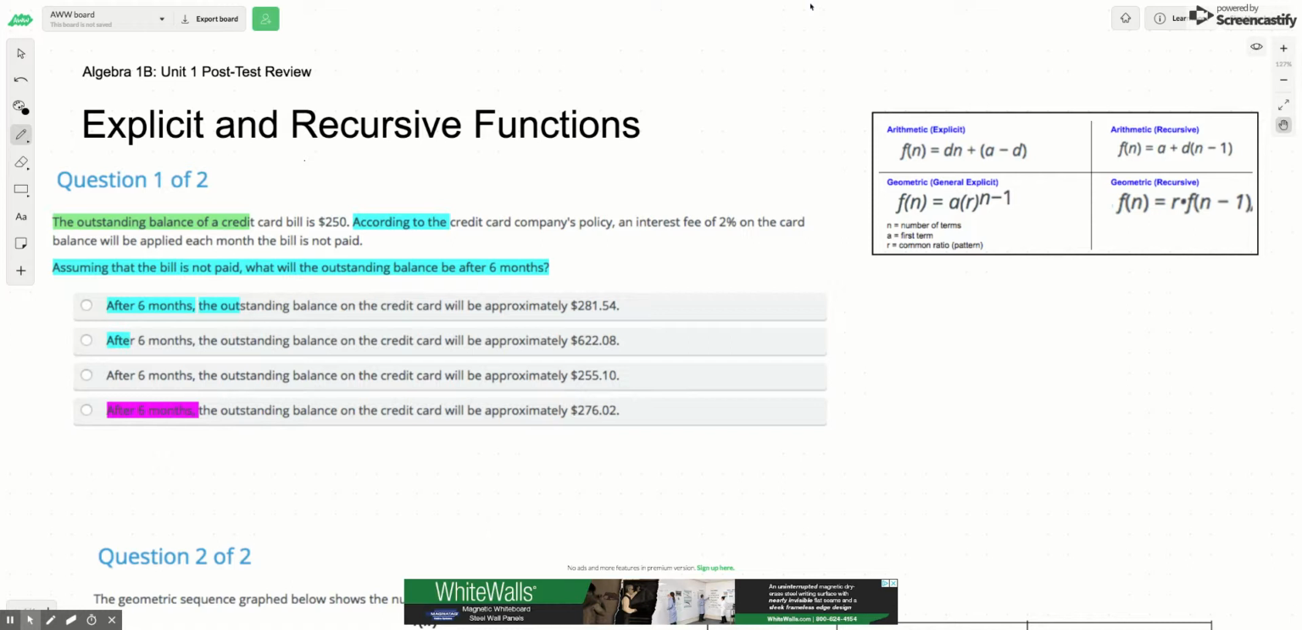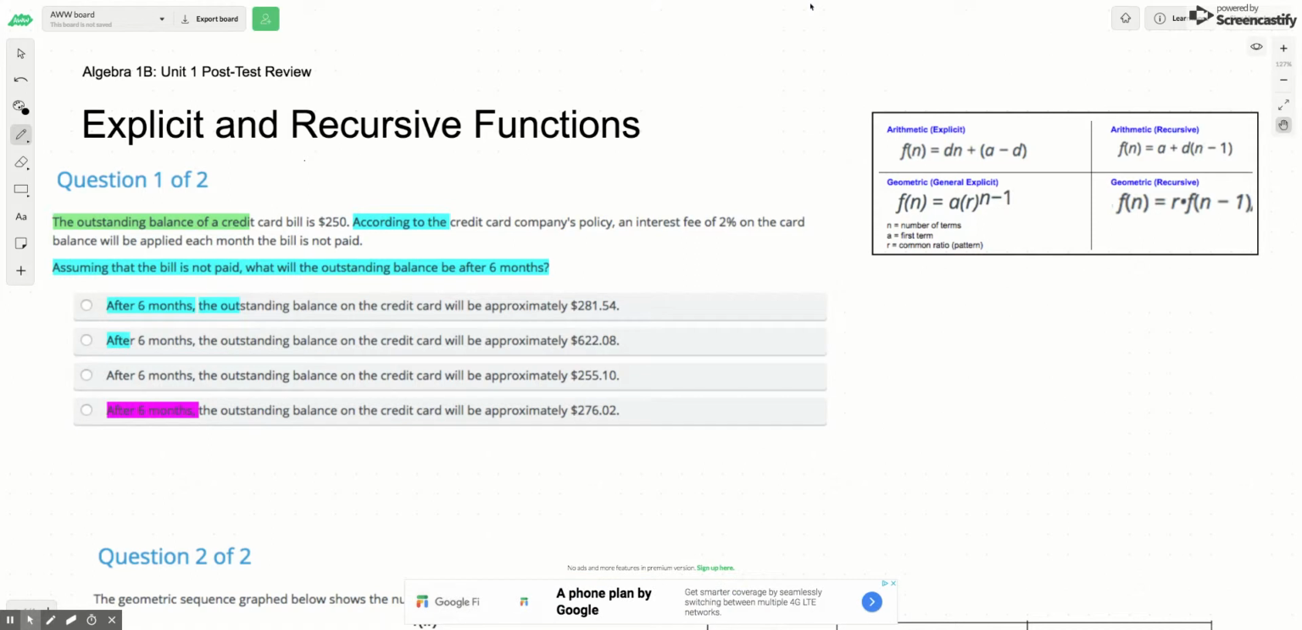Now every time you deal with a problem that gives you a percentage, you're going to be using an exponential function. And the one that matches this is this one right here. So let's come up with some variables. A is always the first term, the very first value that you get, or initial value. That's how it is seen in Algebra 1A. That is 250.